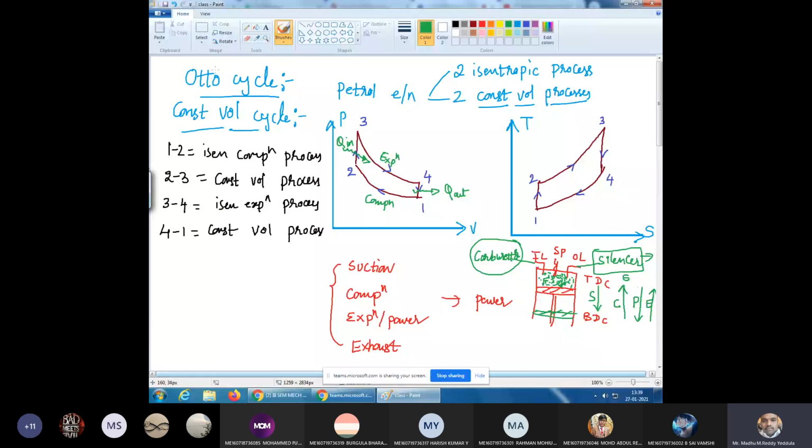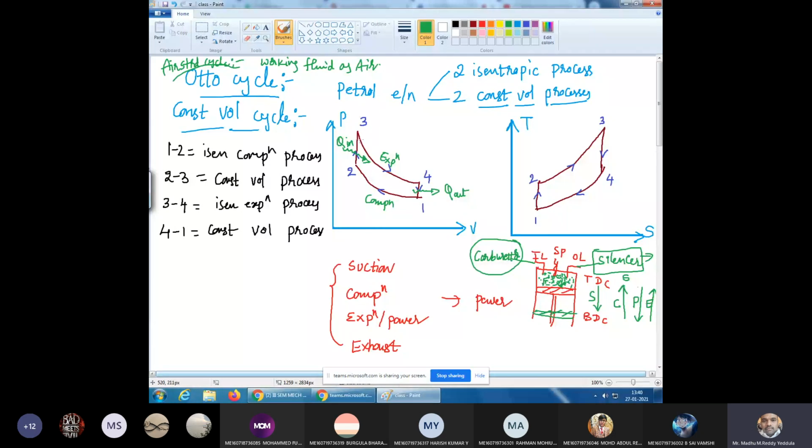Now I'm calling it as air standard cycles. Air standard cycles means air standard efficiency we used to call. We are going to derive. Air standard cycle means we are assuming working fluid as air. Then the efficiency of that engine is called air standard efficiency. Now we are going to derive the air standard efficiency of Otto cycle. That is for petrol engine.